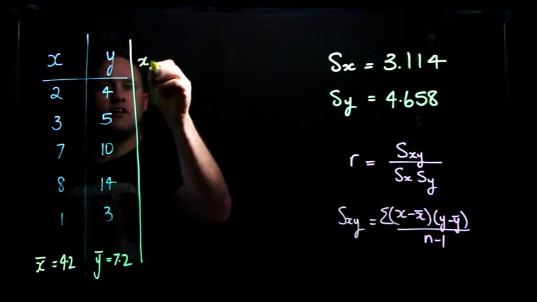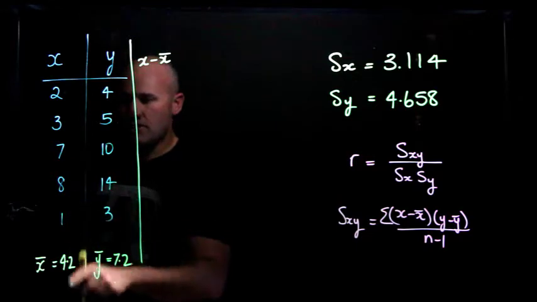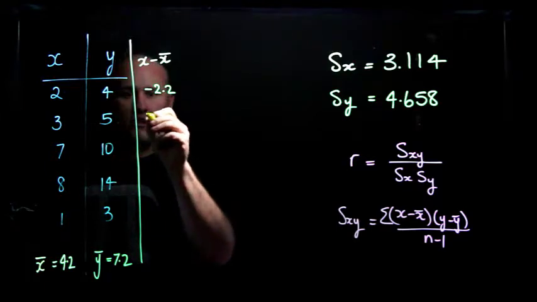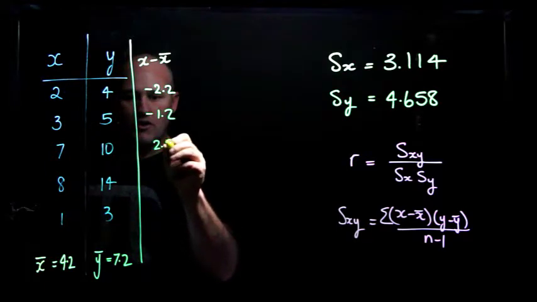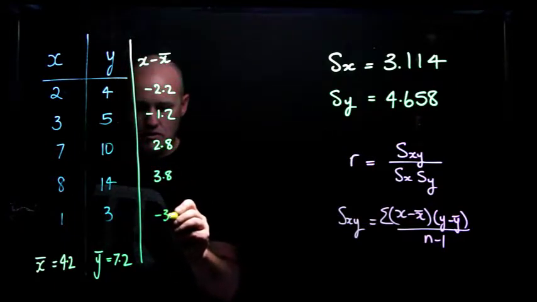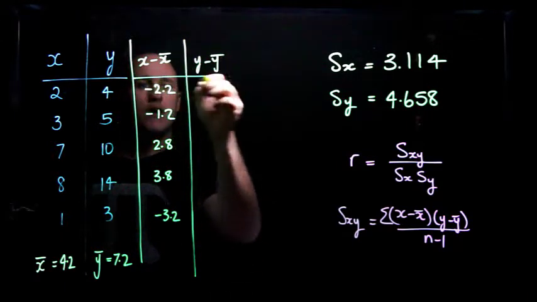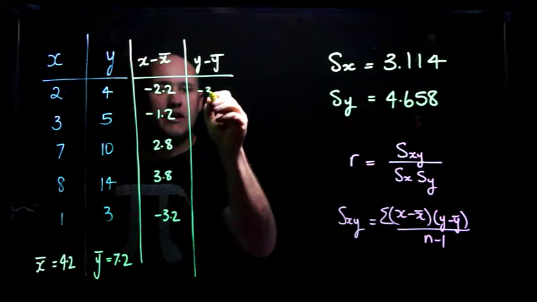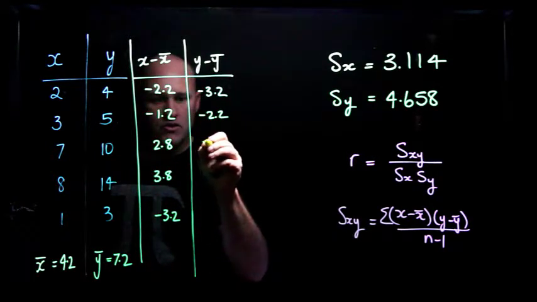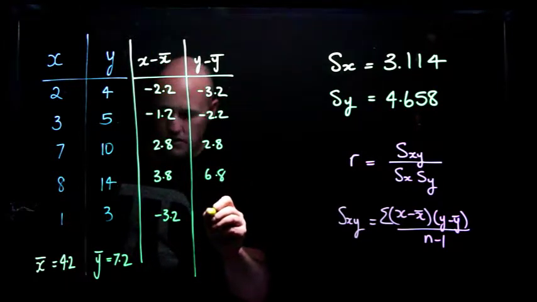So first, x minus x bar. Our columns here go 2 minus x bar, 3 minus x bar, 4 minus, 7 minus x bar, etc. So 2 minus x bar is negative 2.2, 3 minus x bar is negative 1.2, 7 minus that is 2.8, 8 minus that is 3.8, 1 minus that is negative 3.2. And then we have our y minus y bar. So 4 minus 7.2 is negative 3.2, 5 minus that is negative 2.2, 10 minus that is 2.8, 14 minus that is 6.8, and 3 minus that is negative 4.2.